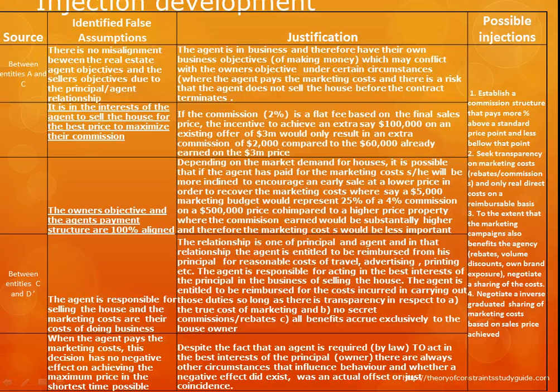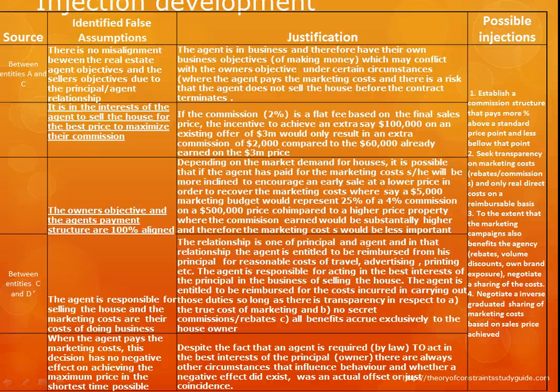So I'm just going to concentrate on the possible injections, and you can see that I've actually identified 4. And the first one is to establish a commission structure that pays more percentage above a standard price point and less below that point. So if you go back to the example that I talked about earlier, which was a $500,000 house, and the agent's earning 4% on that, for every extra $50,000 that the house sells for, the agent only earns an extra $2,000, which is not all that significant in total absolute dollar terms, compared at least to the $20,000 that he or she earns when the house is sold for $500,000.